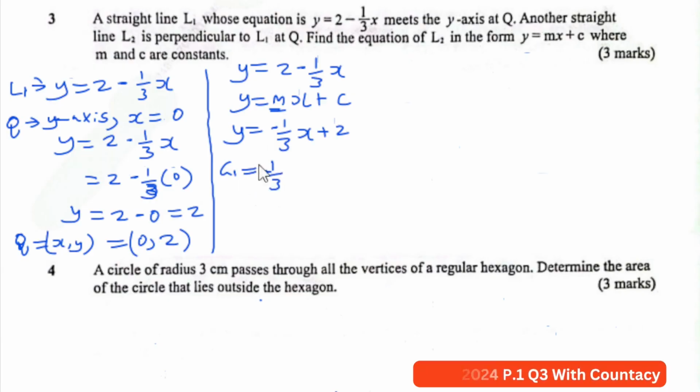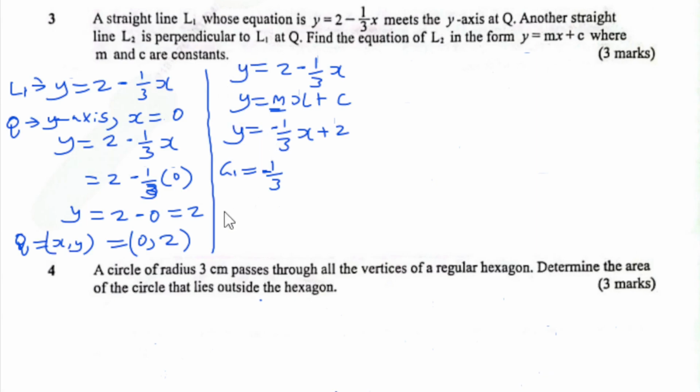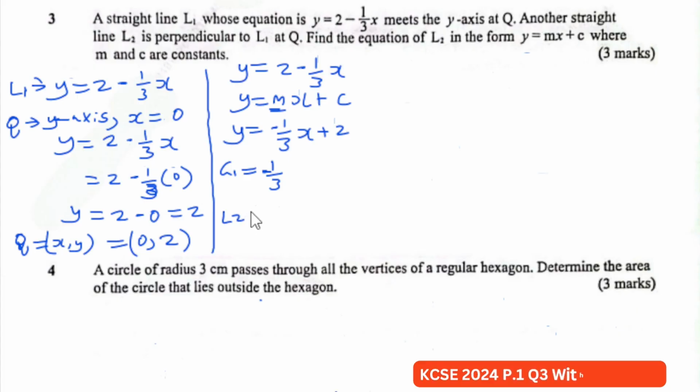Negative a third. So that is the gradient for that line. Let's go ahead and see what this question tells us. We are told that another straight line L2 is perpendicular to L1. Wow, this is quite amazing, because we are being introduced to another line, that is L2. So L2 is perpendicular to this line over here.